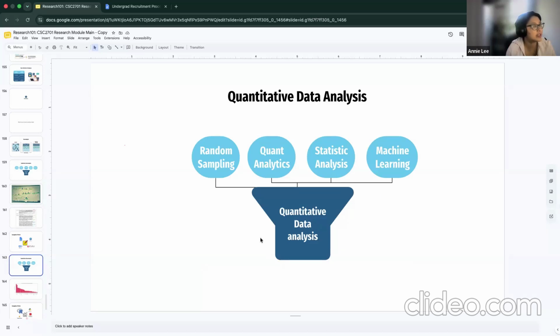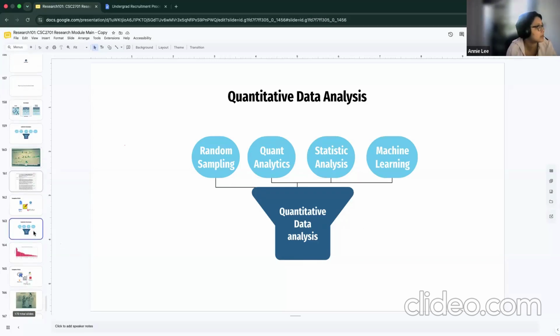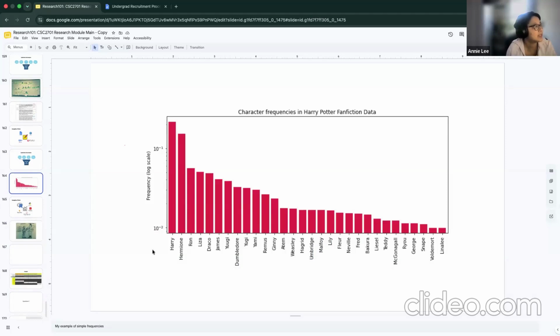Now for quantitative data analysis, some of you have seen this. I think Santiago, you talked about some of the statistical analysis that you do. So, there's random sampling. All of you are doing some data splits. Make sure your data splits are random and that they're repeatable, reproducible. Some quantitative statistical analysis, machine learning, those are all things that you can do. So, for example, this is a nice Zipf distribution of text of Harry Potter. And these are the counts of the words that occur, all the names that occur in Harry Potter. So Harry and Hermione and Ron and Lisa.